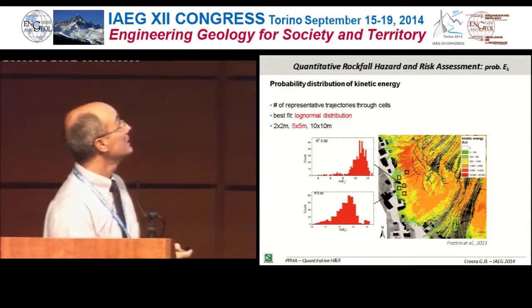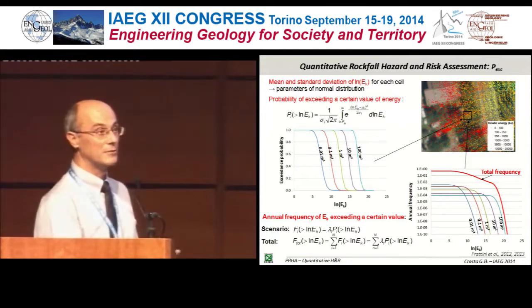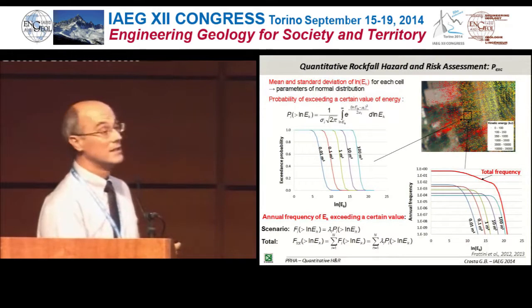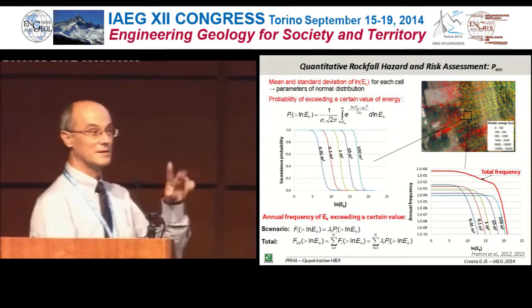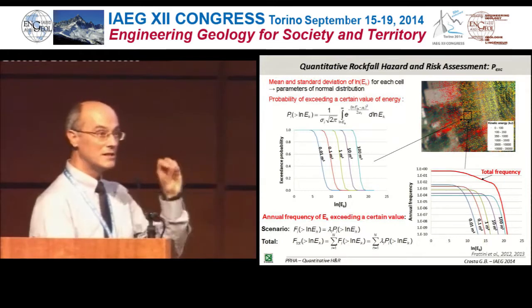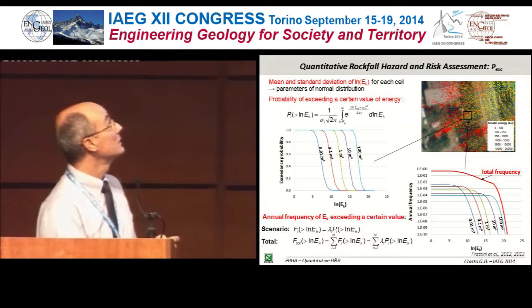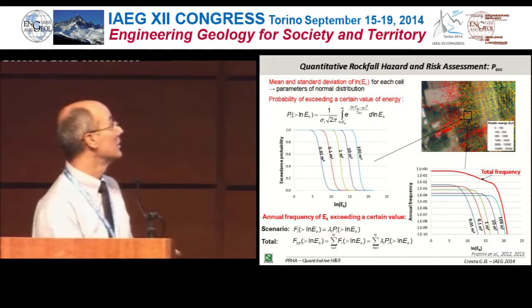So if we have this, we can normalize our distribution, and we can have at this point the mean and the standard deviation for the distribution of energy at a specific cell, and from that, for each scenario, we can compute the exceedance probability for a specific level of energy and a specific block.